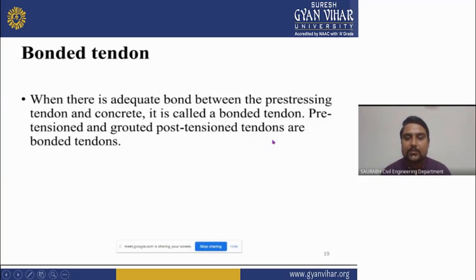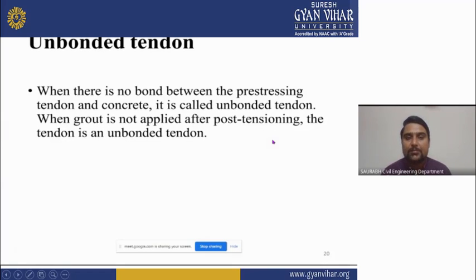Pre-tensioned and post-tensioned tendons are bonded tendons. Now we will see the unbonded tendons. When there is no bond between the prestressing tendon and concrete, it is called an unbonded tendon. When grout is not applied after post-tensioning, the tendons are unbonded tendons.